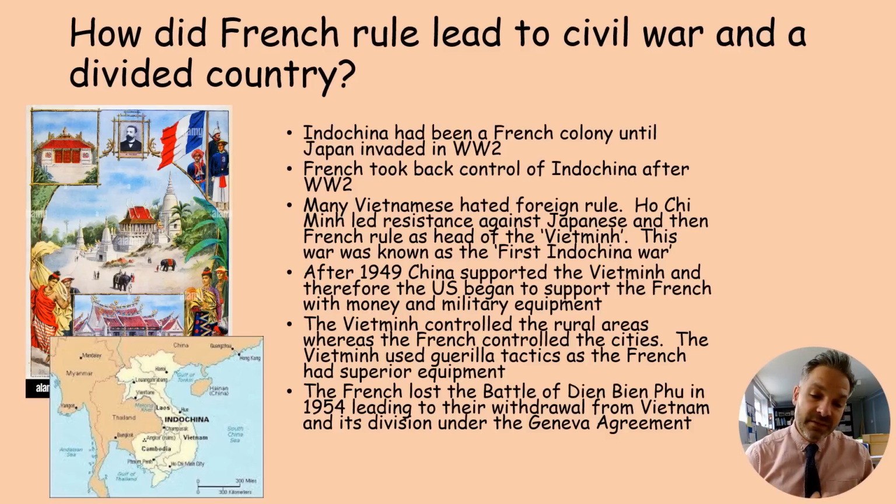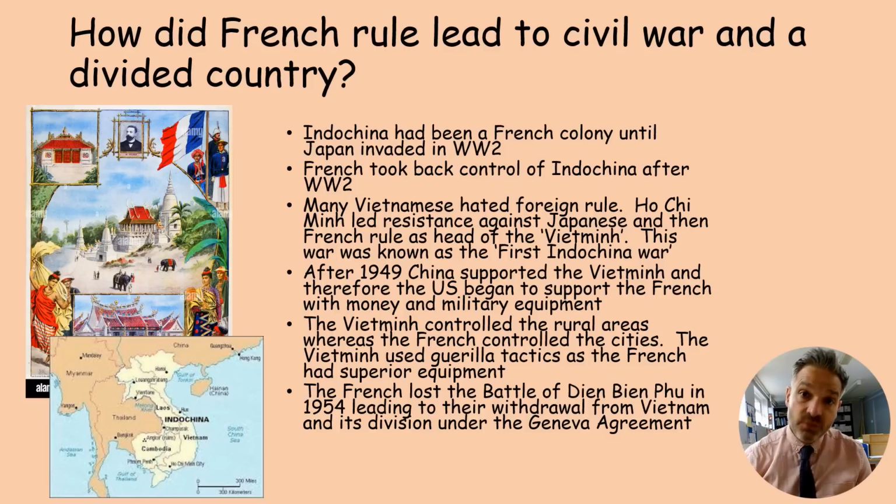Now, the Vietnamese, having already fought a guerrilla warfare against the Japanese with the Viet Minh, led by Ho Chi Minh, they then, having helped defeat the Japanese during the Second World War, turn their attention to the French because they want Vietnam to be ruled by Vietnamese. And this is often called the First Indochina War. So from 45 up until 54, the Viet Minh are fighting against the French.